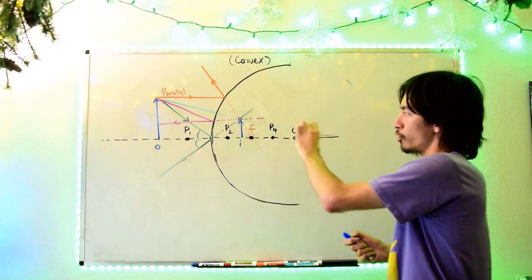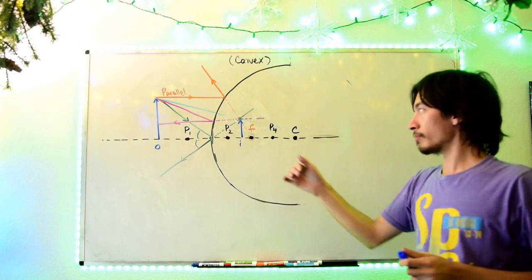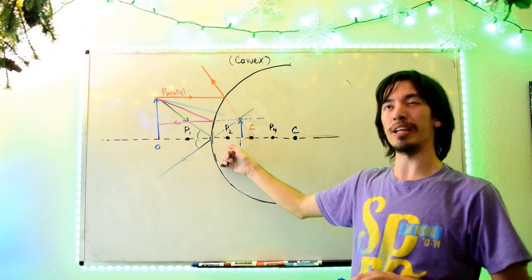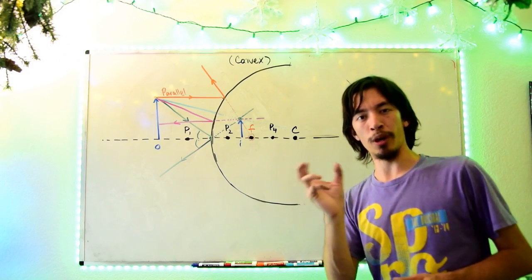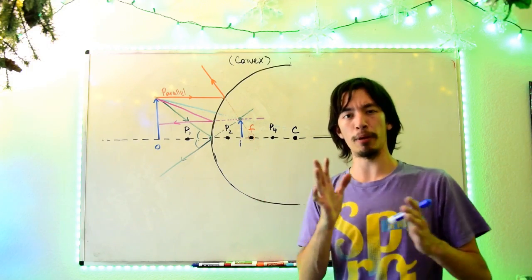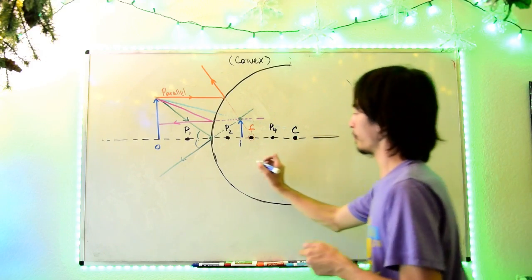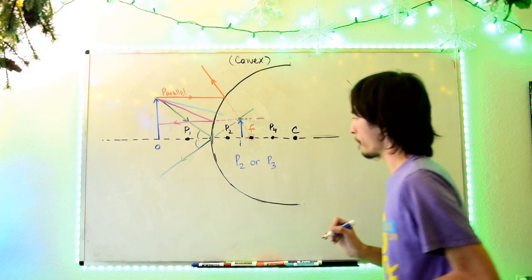I guess when I wanted you to find the exact point that this forms at, I would say if you were doing this on the test and I gave you P2 and P3 as an option, P2 and P3 are both probably acceptable answers in this case. I probably would have just said between P2 and P3. So P2 or P3. Okay.